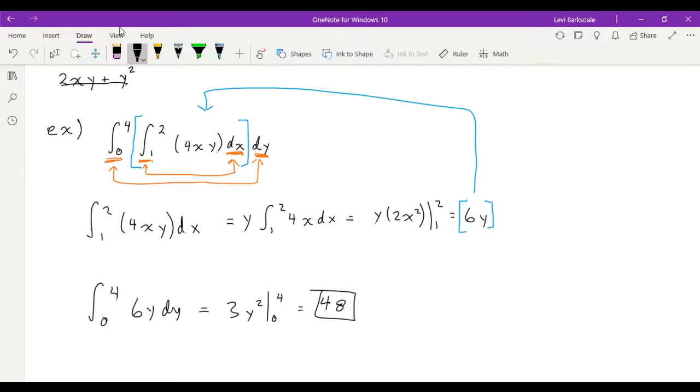So we can essentially treat these double integrals as just doing one integral and then doing a second integral. It's still a straightforward process, even though it's a bit more work than just doing a single integral.